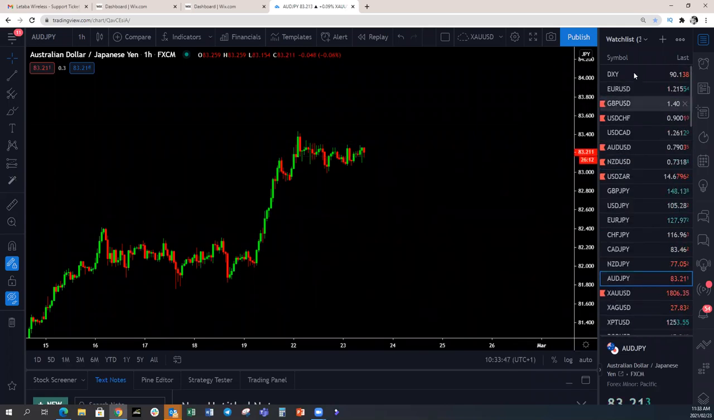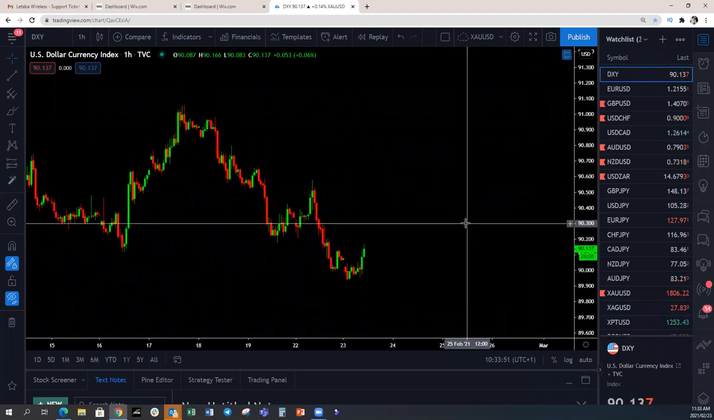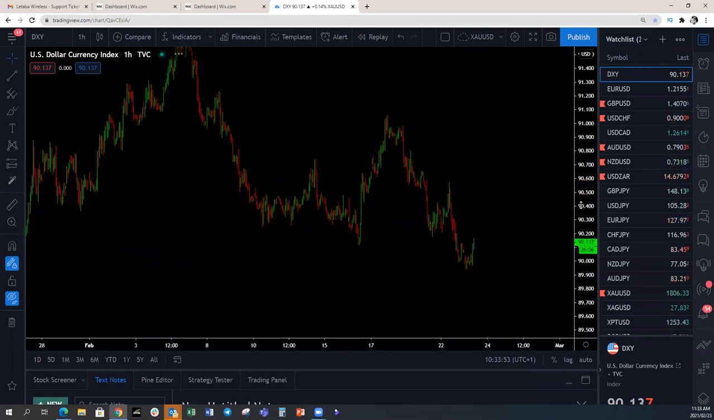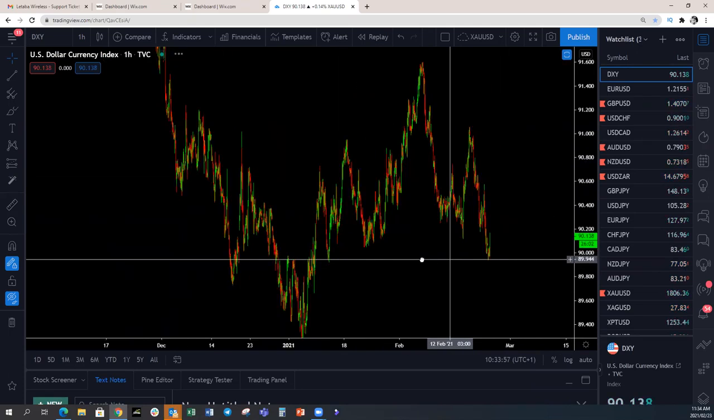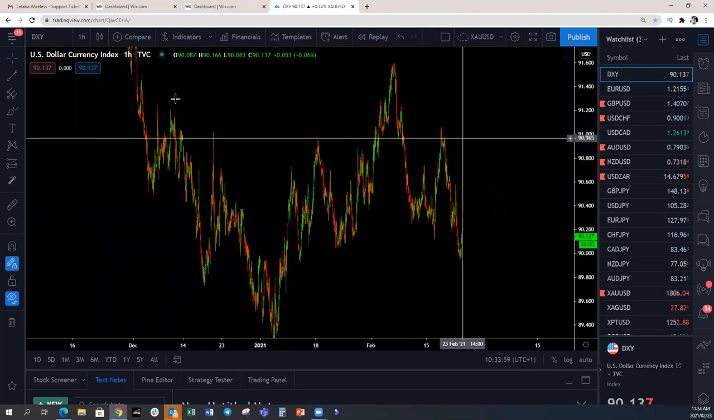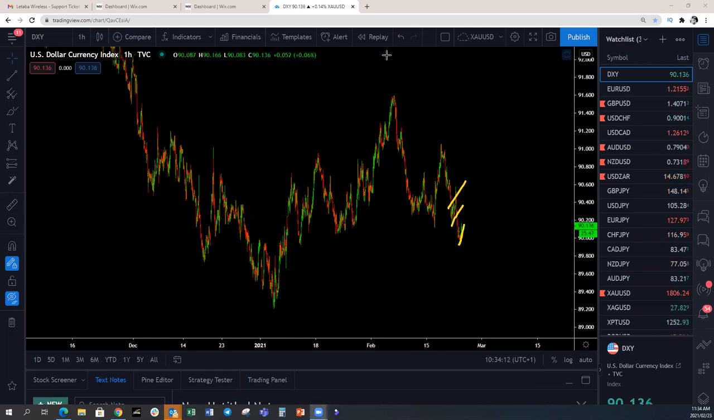by group. Let's start with the DXY. DXY is showing a pullback. This is the 1 hour. So on the DXY, we're looking for this to continue pushing lower. From Sunday, it has continued to push lower. We've got what looks like a pullback currently, and we'll be looking for this to continue to the downside.